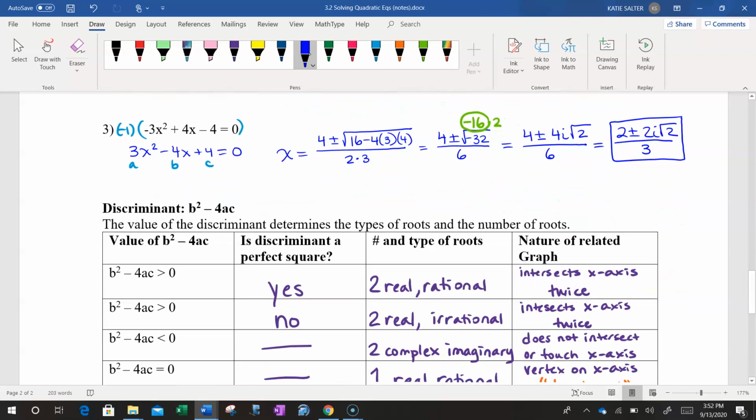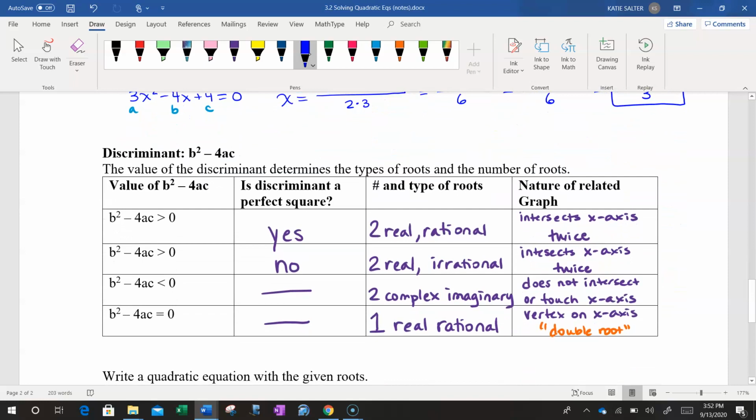So how does the discriminant help us? If the discriminant is a positive number, that's what this part means right here. If it is greater than 0, so it is positive, and it is a perfect square, we're going to always end up with two real irrational roots. And graphically, that parabola is going to intersect the x-axis twice. If it is positive, but it is not a perfect square, then we're going to end up with two real irrational roots, which also intersects the x-axis twice.